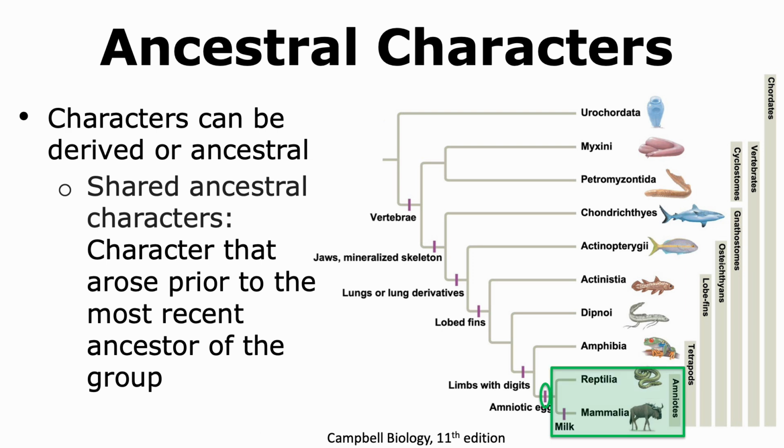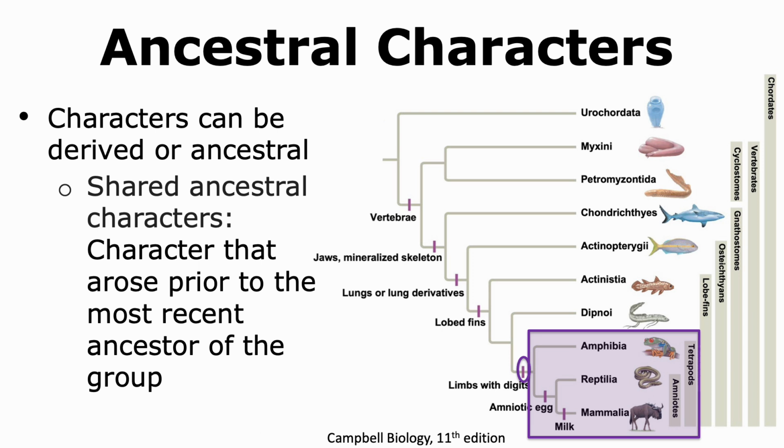If we consider the group of amniotes that include Reptilia and Mammalia, in this case, the evolution of the amniotic egg, which was observed in the most recent ancestor, is the derived character. However, evolving limbs with digits, and especially having 4 of those, would be an example of a shared ancestral character. This is because this character was evolved in a more distant ancestor.